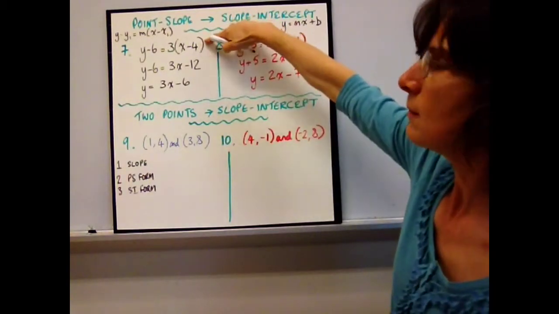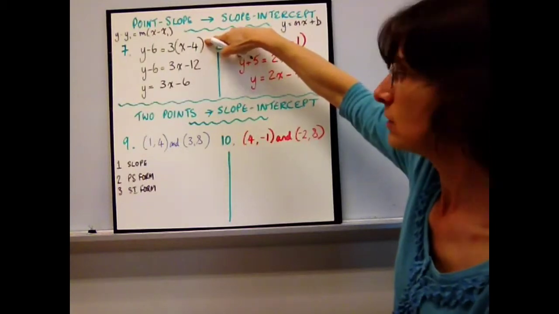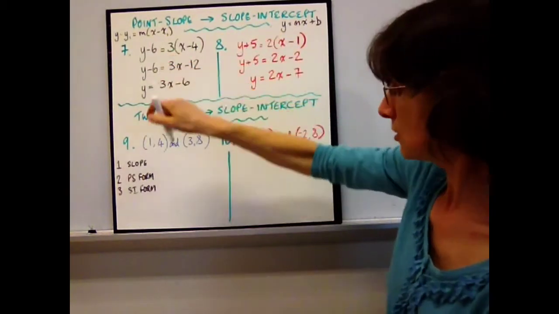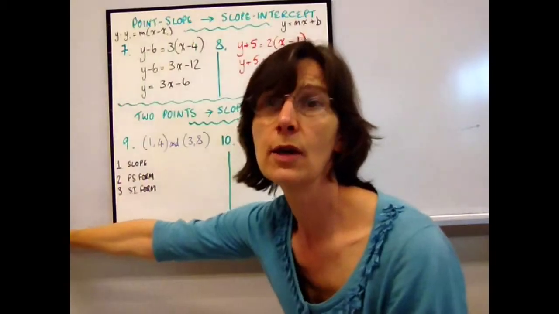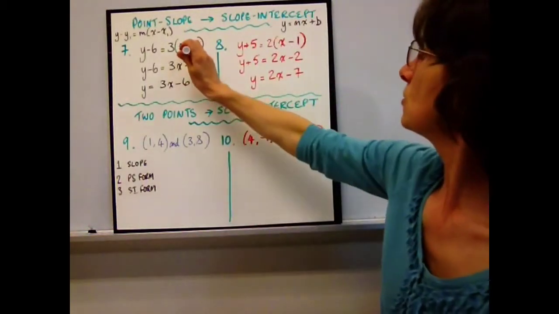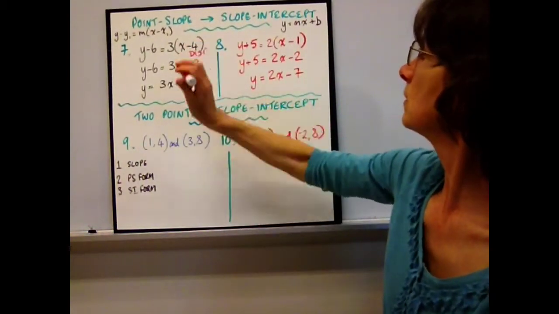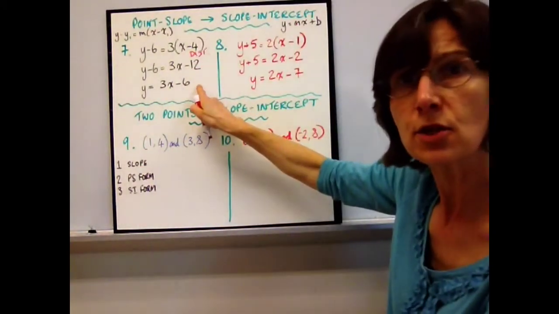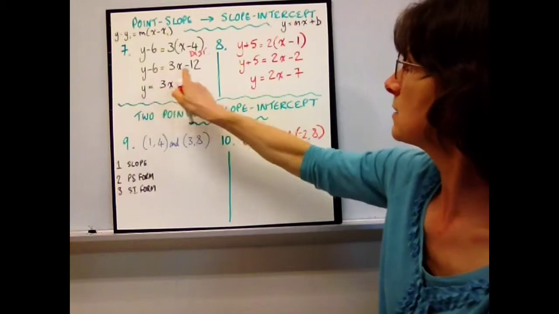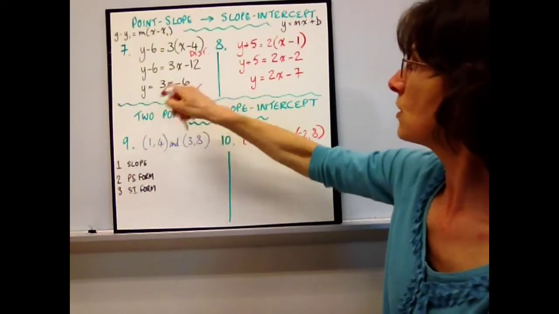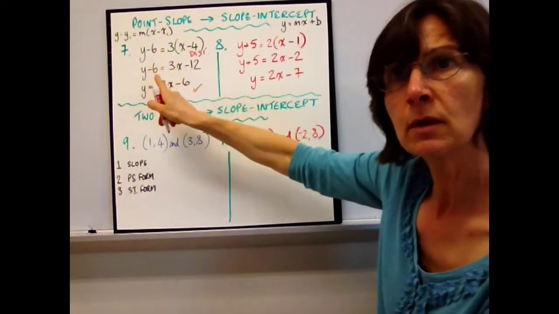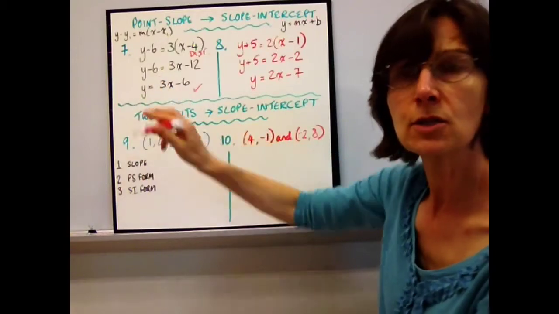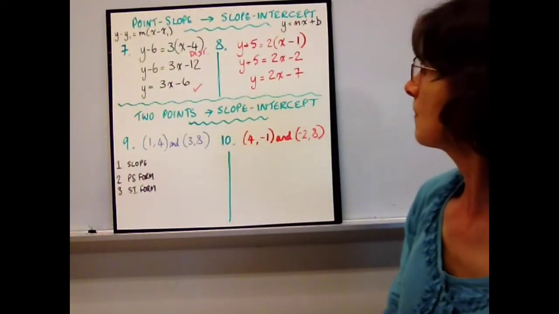So here we've got it in point-slope form. So what did I do? I distributed the 3. So that would be your first thing to do. So you want to distribute. And then what do we do from this line here? I just rearranged. I just solved for y. Added 6 to both sides. So very straightforward, going from point-slope, distribute, rearrange, and you've got slope-intercept form.